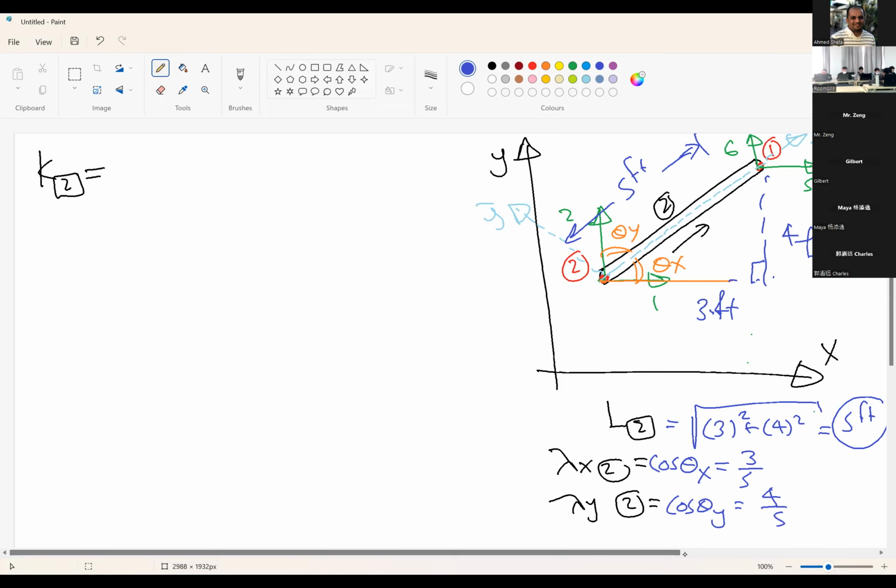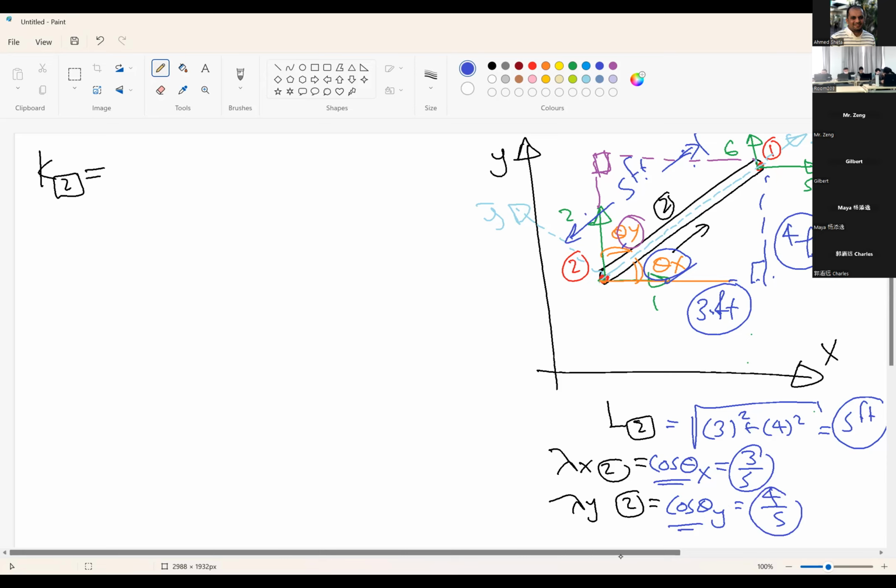If you complete this triangle here, you can find theta y. This triangle gives theta x. So with 4 feet, 3 feet, 5 feet, you can find theta x, and you can find theta y. Anyway, cosine theta x will be 3 over 5 and cosine theta y will be 4 over 5.